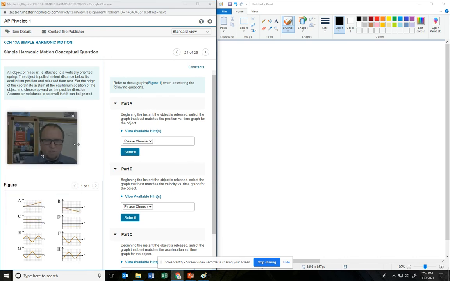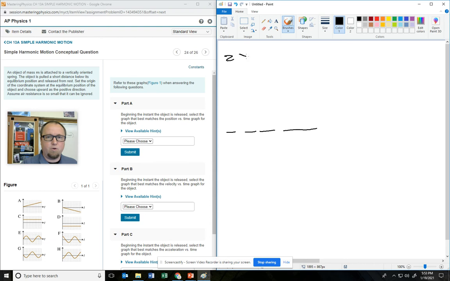Beginning the instant the object is released, select the graph that best represents the position versus time for the object. It's attached to a vertically oriented spring. The object is pulled a short distance below. Okay, so we've got to imagine this. Here's my equilibrium on number 24. And it starts here.